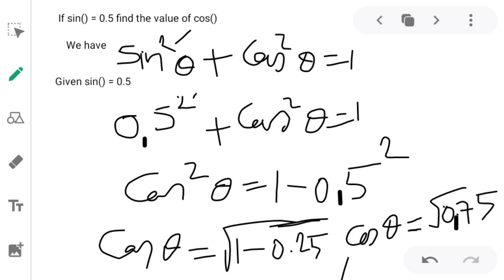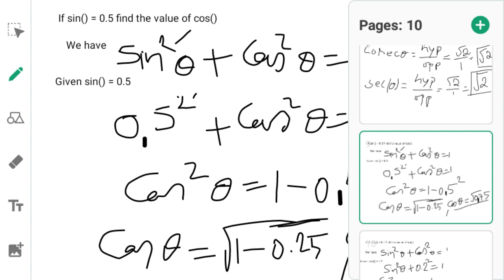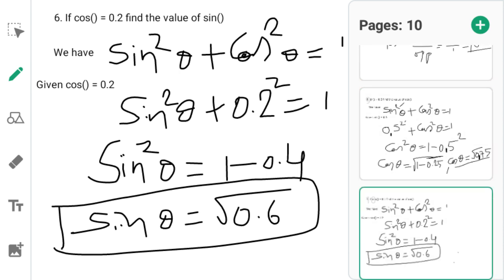Cos square theta equals, by transferring 0.5 square to the right hand side, it becomes minus 0.5 square. So cos theta equals root of 1 minus 0.5 square. If you square it, it becomes 0.25. Then root of 1 minus 0.25. Cos theta equals root of 0.75. The value of cos theta is root of 0.75. Similarly, we can find other values also.